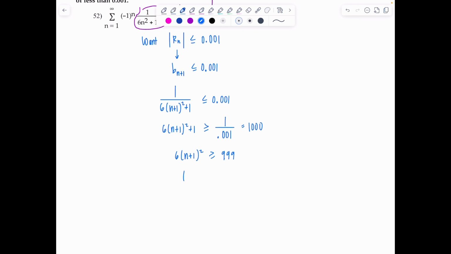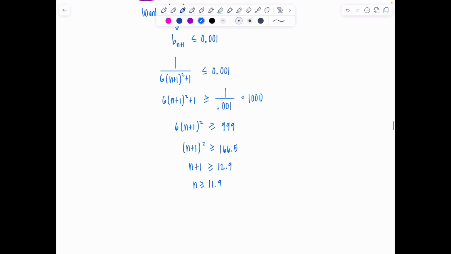Which means n plus 1 squared has to be greater than or equal to 999 divided by 6, 166.5. Take the square root, that means n plus 1 has to be greater than or equal to 12.9. And then n has to be greater than or equal to 11.9. We can't choose something that's not an integer, so we need to choose n to be 12.